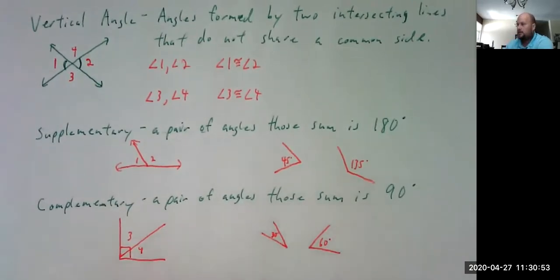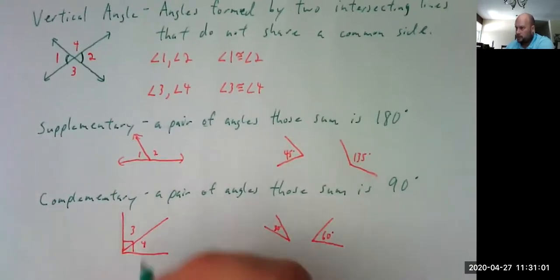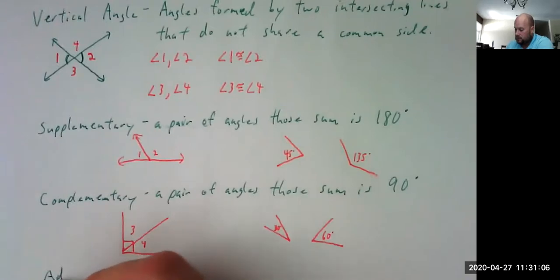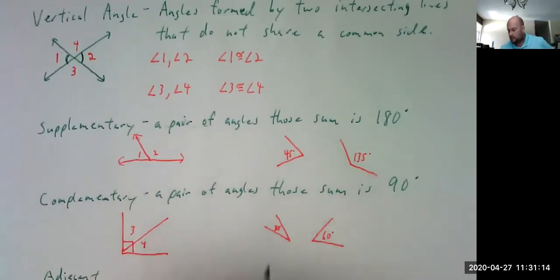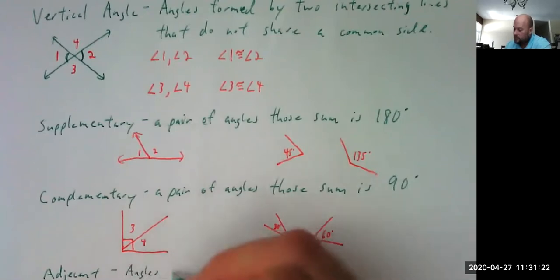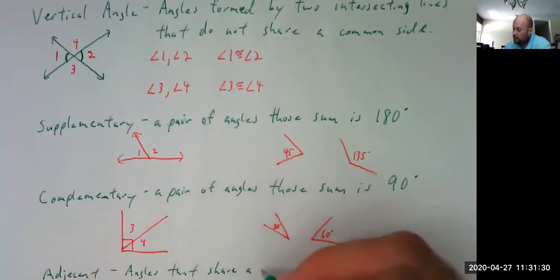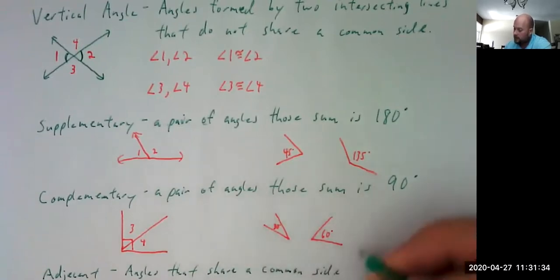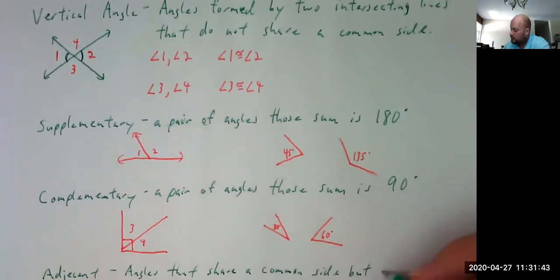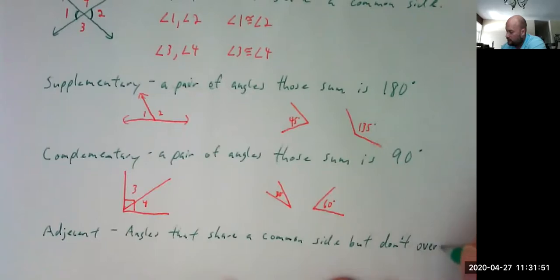Now, there are two other words that get used quite often, and that's adjacent and linear pair. So let's start with adjacent. Adjacent means next to. So angles that share a common side but don't overlap. Now, there are much more wordy definitions. I'm trying to keep this as basic as possible.